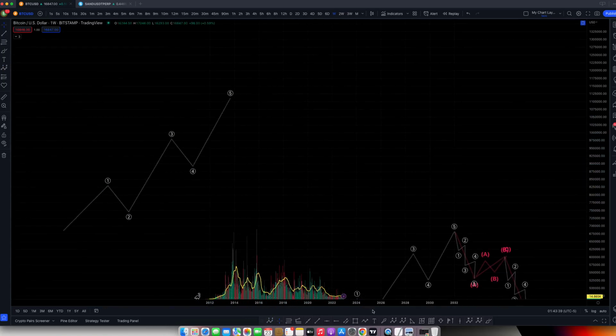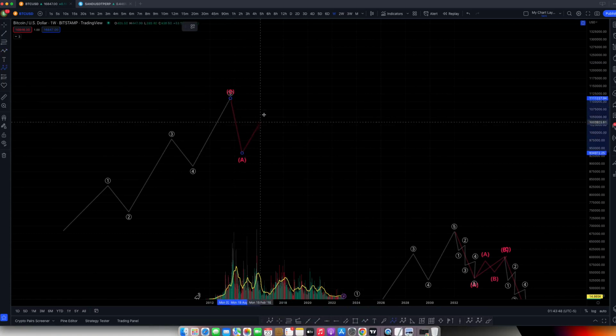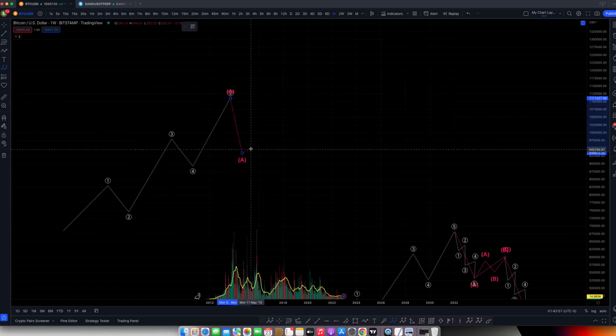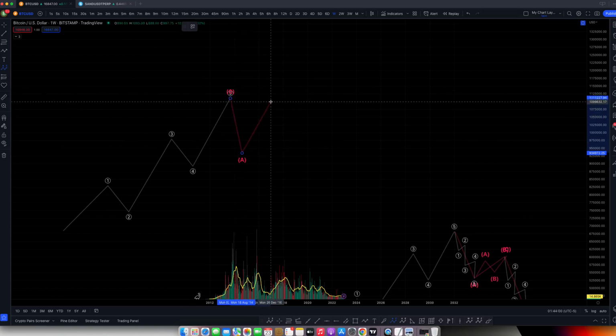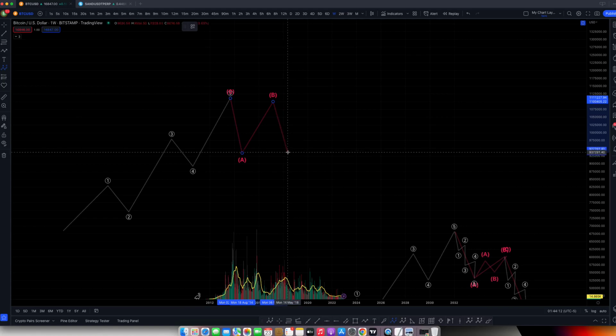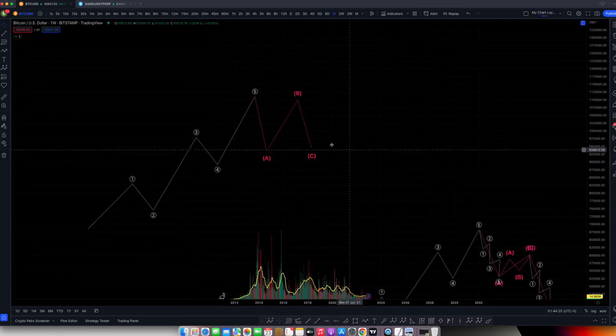So you have 1 2 3 4 5. Now we have a regular flat. What a regular flat is: A will come down, B will go and cover most part of A, so maybe it will go approximately where A started, but it will not cross the start of A. Okay, so it will be somewhere here. I would say it will cover 80 to 90% of A, or maybe 100%, but remember it will not cross the start of A. So B will be here, and C will be approximately where A ended, slightly below, slightly above, something like this, but it won't go far, right? So this is what we call a regular flat.